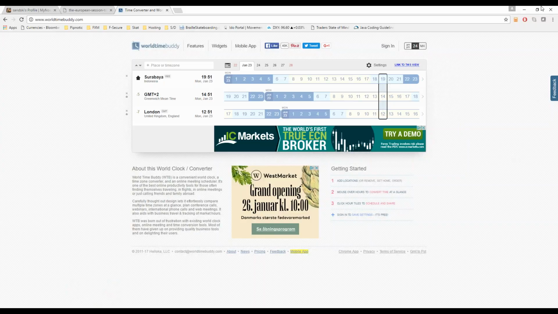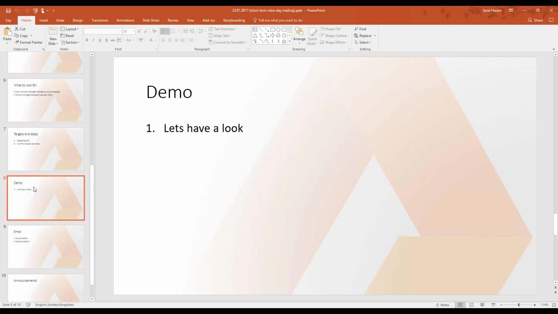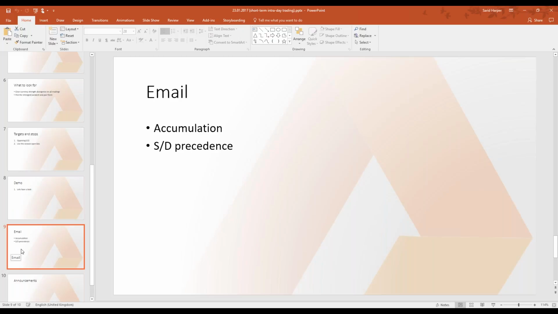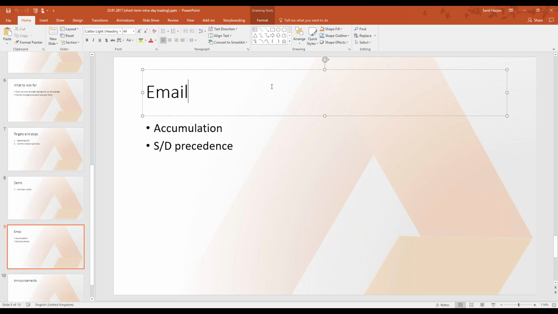My pleasure, Patrick. Okay, good. If we go back to the slides, I can have a quick look at an email that someone sent in, and after that we'll go back to that pair and have a look. The email was related to accumulation. They asked, where do you draw the box, and what part of the accumulation do you draw the box? The second question was in relation to precedence, in relation to greater periods. So is daily supply and demand stronger than, for example, 1 hour supply and demand? We'll have a look at those.